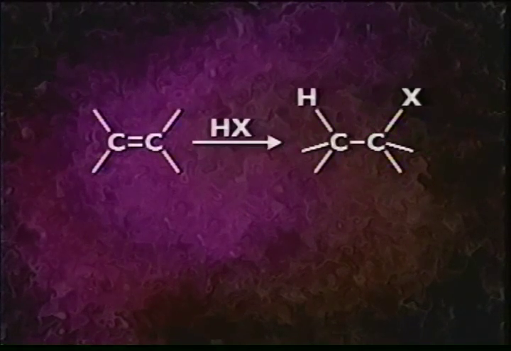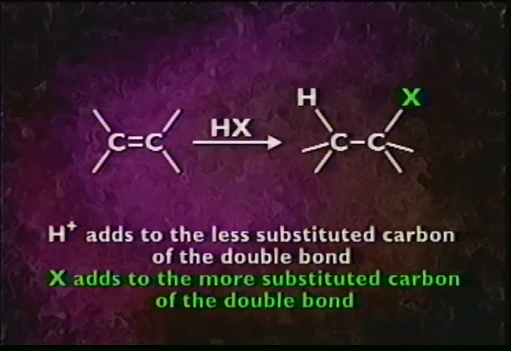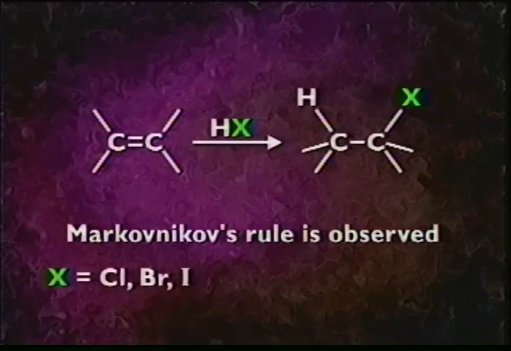2-bromo-2-methylpropane. Another way to state the formula for this type of addition reaction is when we add HX to an alkene, H is added to the less substituted carbon of the double bond, and X ends up on the more substituted carbon of the double bond. So the reaction follows Markovnikov's rule. X is the halogen chlorine, bromine, or iodine.